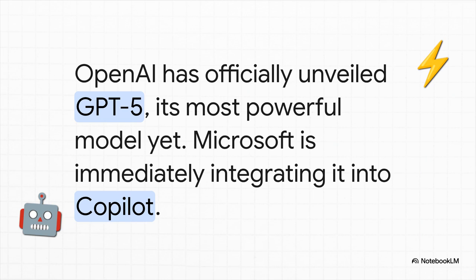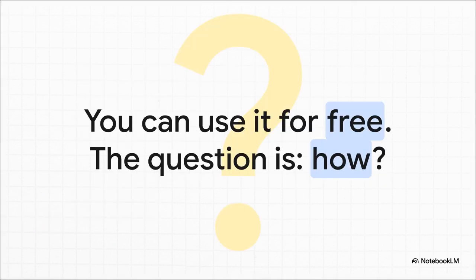Now, while OpenAI hasn't officially stamped it with the GPT-5 label just yet, Microsoft isn't waiting. They are plugging this new powerhouse directly into their Copilot tools as we speak. This isn't some far-off promise, it's live, right now. So what this means is you, right now, can tap into what is very likely the most advanced AI on the planet, and you don't have to pay a dime for it.